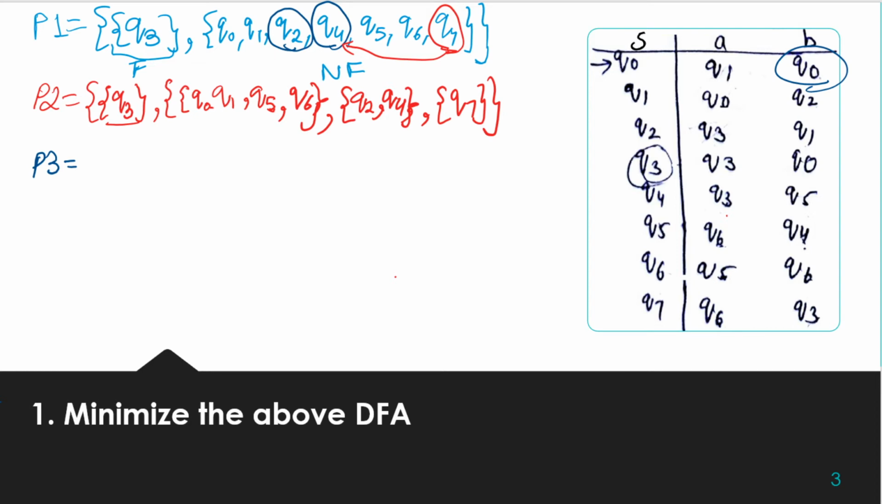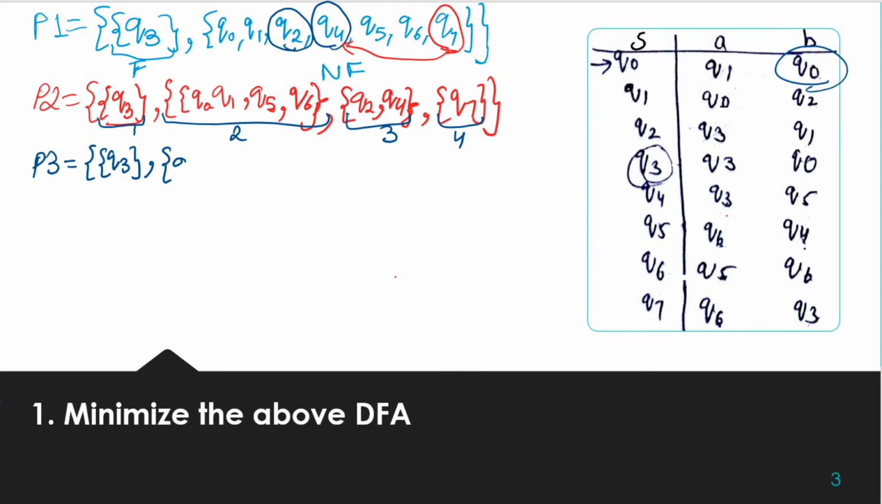So starting with the third partition P3, the first group is having Q3. Now we have to work with the second group. This is the first group, second group, third group, and fourth group. So now we are working with partition 3. Q3 is placed.